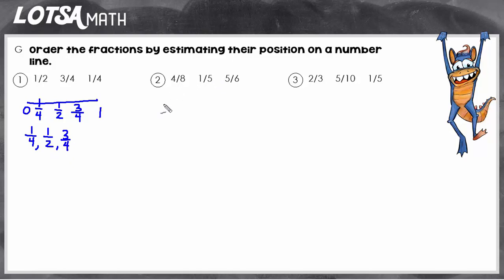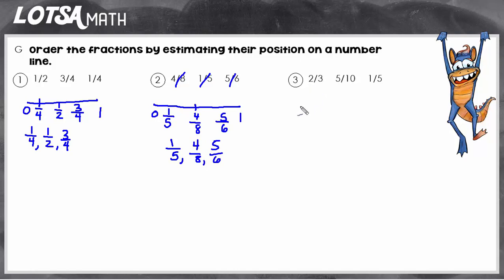We're going to put these fractions on the number line. So here's my number line from 0 to 1. Well, 4/8 I know is exactly a half because half of 8 is 4. So right in the middle of my number line, I'm going to label 4/8. Now I need to do 1/5. And since it has a numerator of 1, I know it's going to be on the less than half side. So it's going to be somewhere on this side. And since 5/6 is in counting order, I know it's going to be somewhere on this side. So by estimating their place on the number line, I figured out the order. 1/5 is the smallest, and then 4/8, and then 5/6.